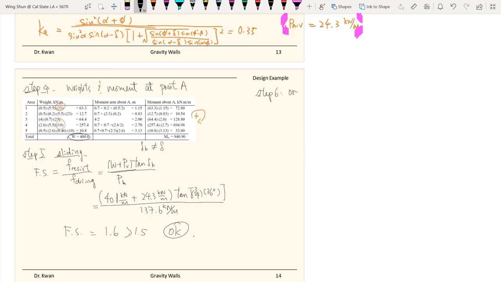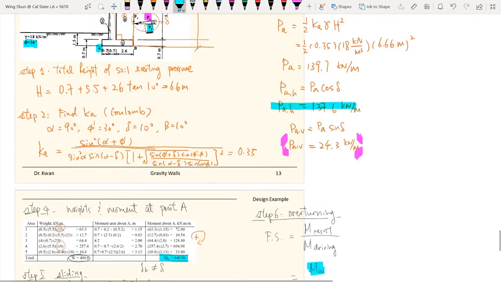What we do is check the overturning factor of safety. The factor of safety for overturning is equal to the moment resisting the overturning divided by the moment driving the overturning. And the moment of resistance is equal to the moment of the weight, which we calculated from the table right there, because the weight of the retaining wall is the source that resists the overturning.